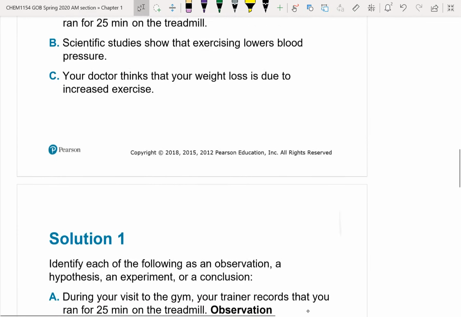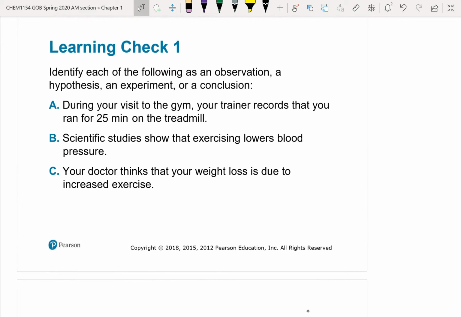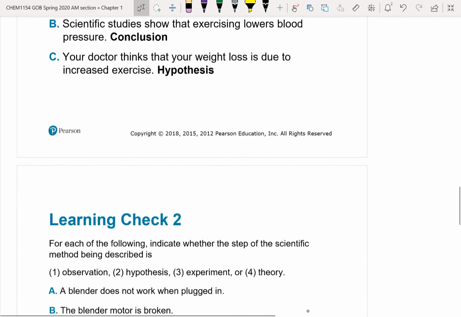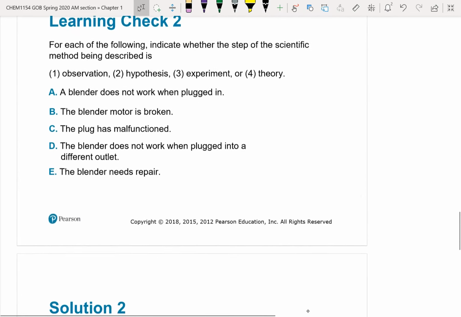Whoops, go down here. Right, so by exercising, we find that blood pressure gets lowered. Right, so we can make a conclusion based on that process, on that exercising. And then C, your doctor thinks that your weight loss is due to increased exercise. That would be a hypothesis, right? So he or she is hypothesizing that you lost weight due to your increased exercise. That's something that you can test either by increasing your exercise even more and seeing what happens, or decreasing your exercise even more. All right, let's take a look at some other ones.